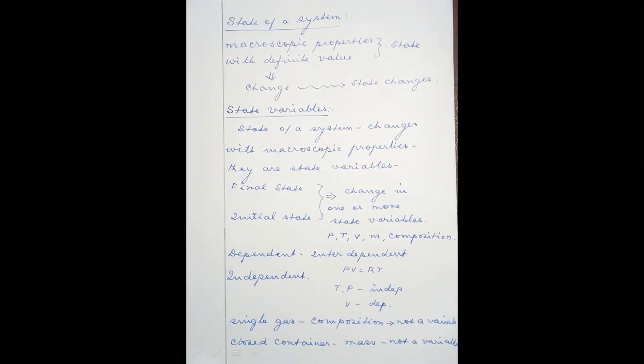And we have also seen what are all the dependent state variables and independent state variables. Suppose if a single gas is present, then the composition of the gas need not be discussed, because the composition is always 100%. So the composition becomes a non-variant. If it is a closed container, then there is no chance for addition or deletion of the substance from the system. Therefore, no point in discussing the quantity, that is the mass. So mass is not a variable here.